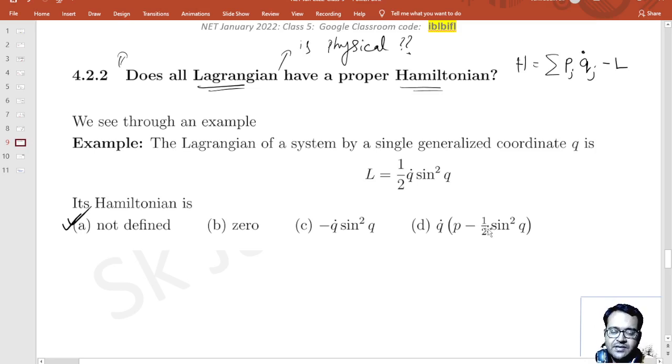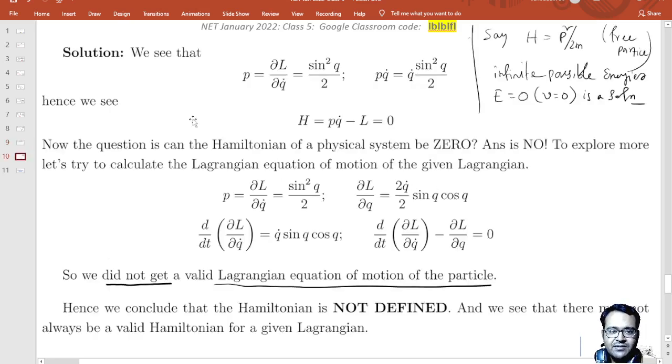Let's calculate its Hamiltonian. If we get a proper analytical equation of motion, a feasible equation of motion, and a proper looking, good looking Hamiltonian, good looking equation of motion, then of course we can. But if you calculate the Hamiltonian and you get 0, you do not get a Lagrange's equation of motion, then that means that this is not defined.